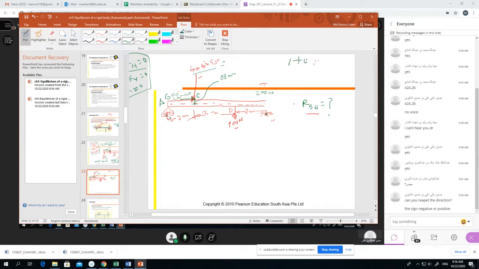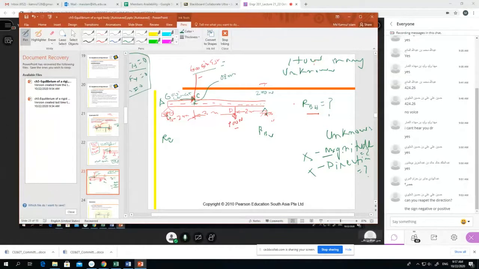So you need to know how many unknowns there are. Here, one unknown is RAV, the vertical direction. Another is RBV, vertical direction. Now, when you see a vertical reaction, it is unknown. We don't know the magnitude, and we don't know the direction either. So magnitude we will calculate.